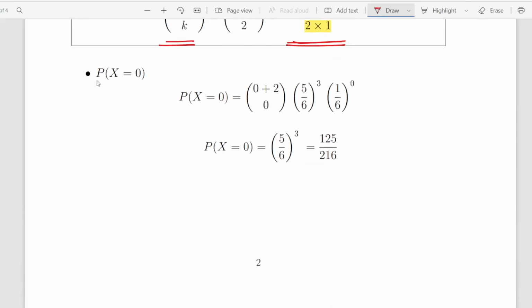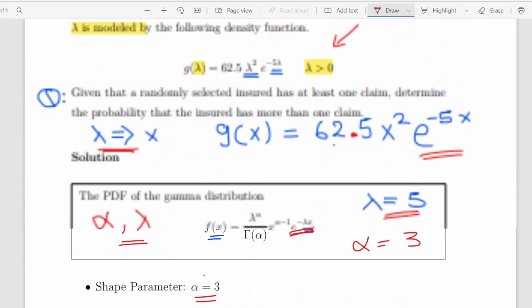We've got one particular question, but it will require us to start off by calculating the probability of x equals 0. So the probability of x equals 0 is the binomial coefficient of 0 plus 2 and 0, which is automatically equal to 1, times 5 over 6 to the power of 3, that's going to stay consistent the whole way through, and 1 over 6 to the power of 0, that is also going to be 1, because anything to the power of 0 is 1. That will work out to be 5 over 6 to the power of 3, and that is 125 divided by 216.